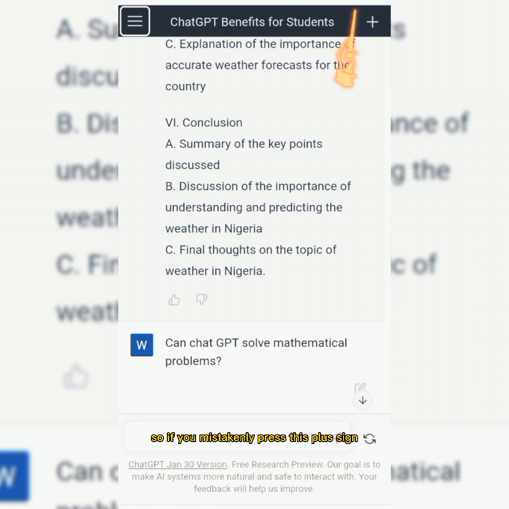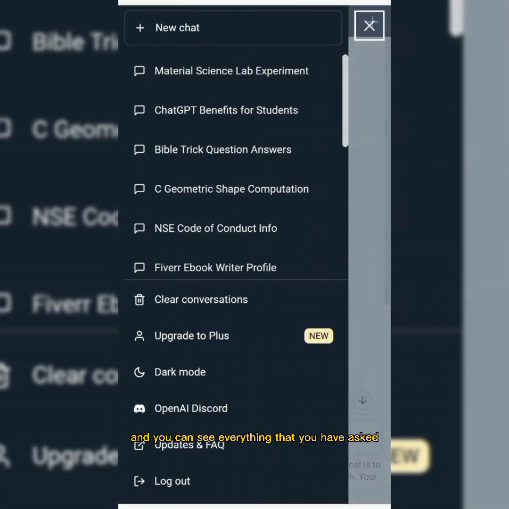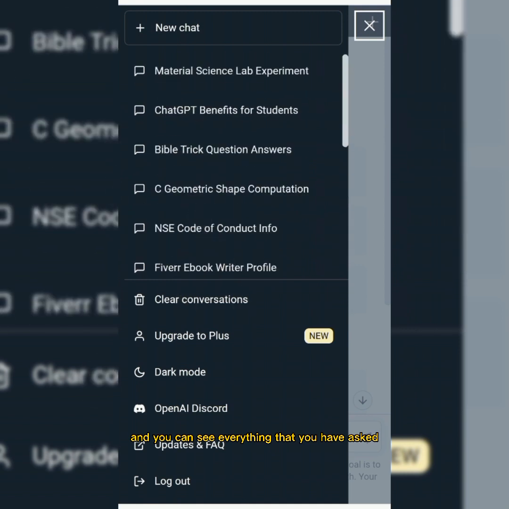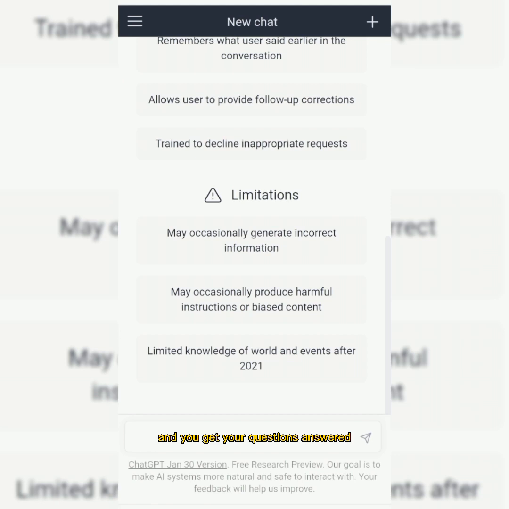So if you mistakenly press this plus sign, you have a fresh page. But if you need any information from your previous questions or research, just click on these three lines here and you can see everything that you have asked or done on ChatGPT. So basically, chat.openai.com, and you get your questions answered. That's what the ChatGPT AI free tool is all about.